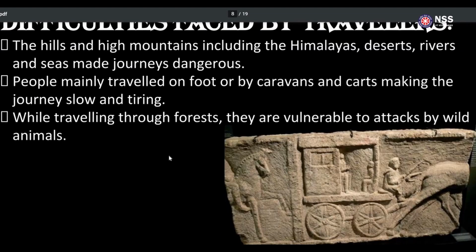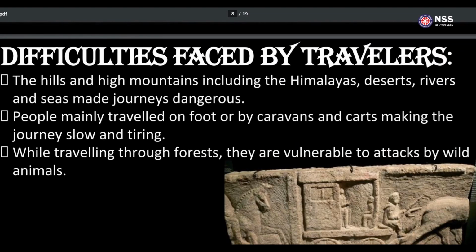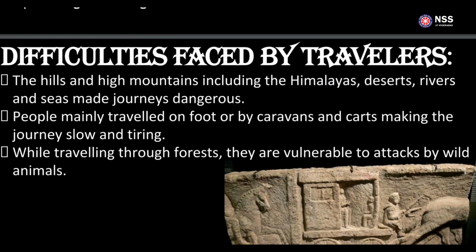So going to the next slide, what were the difficulties faced by the travelers? Travelers used to face a few difficulties during traveling. What were they? Hills and high mountains used to come on the way, like traveling to the Himalayas, and deserts. Even in the deserts you find blows of dust and storms hitting you. Suddenly the dust storms form and they hit you. And rivers and seas, all those things were obstacles to their journey, and they made the journey dangerous.